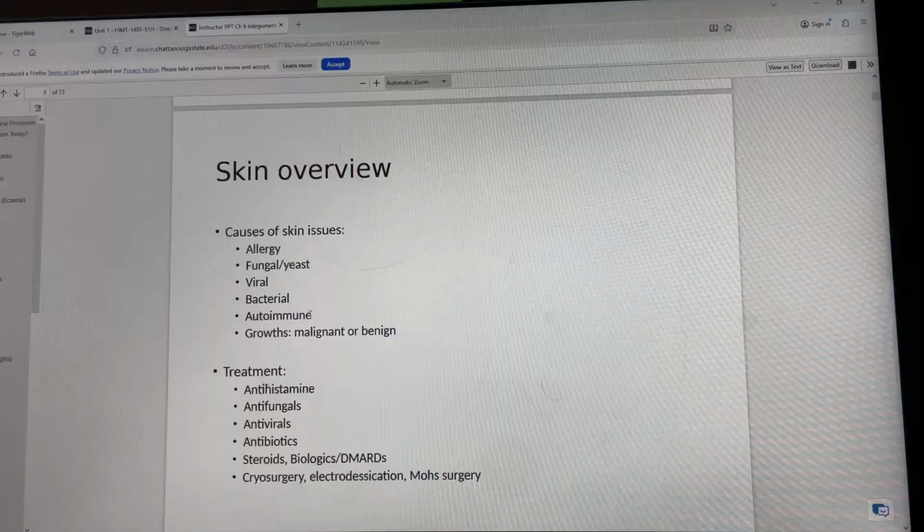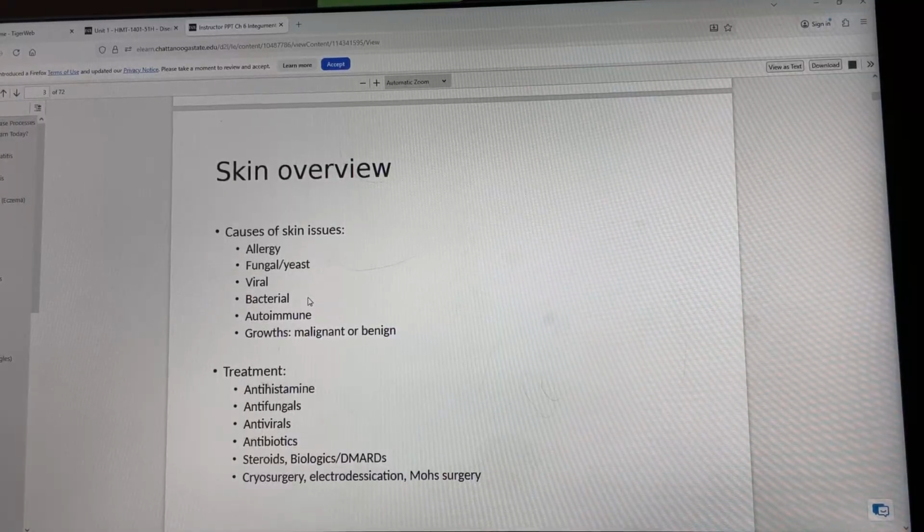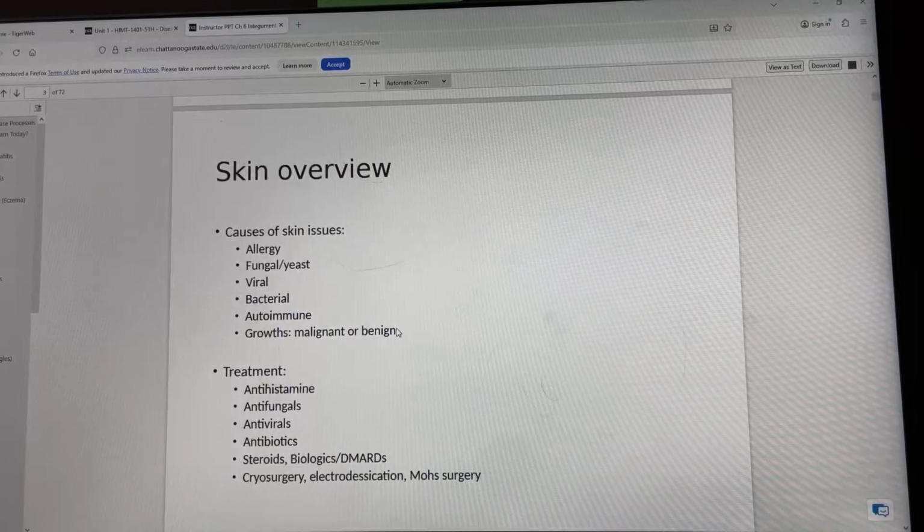Another is autoimmune. We talked about that last week, the autoimmune infections. There are a lot of people who have autoimmune conditions, and a lot of the manifestations appear on the skin. So that's another category. And then lastly, we have growths in general, anything from a wart to a tumor, right? Those are growths, and they fall into two categories, whether it's malignant or benign.